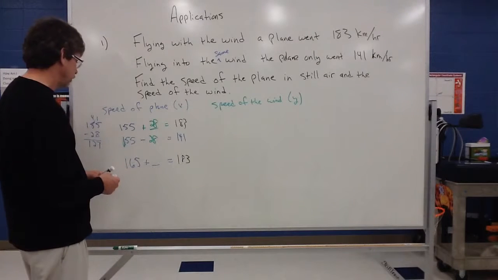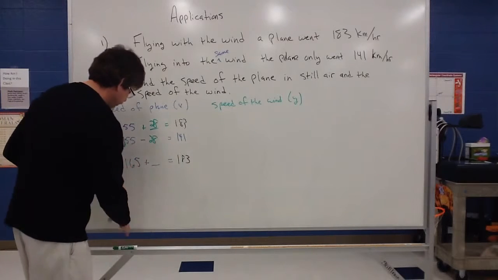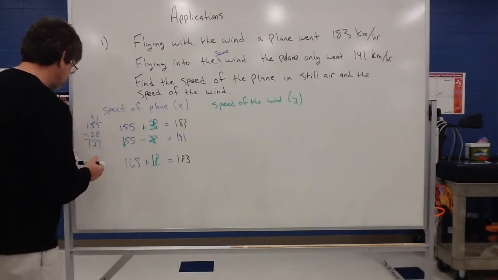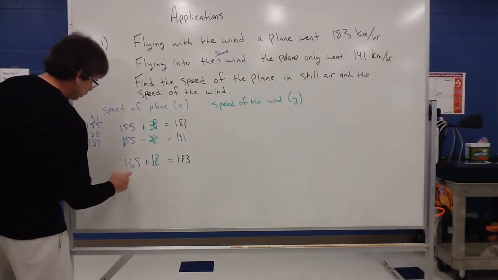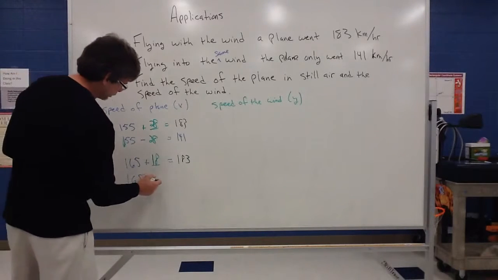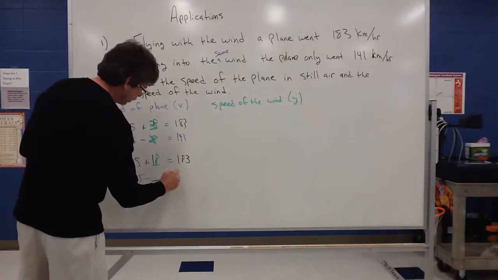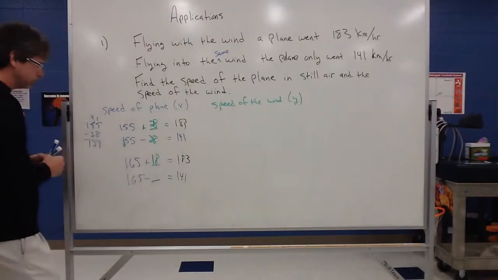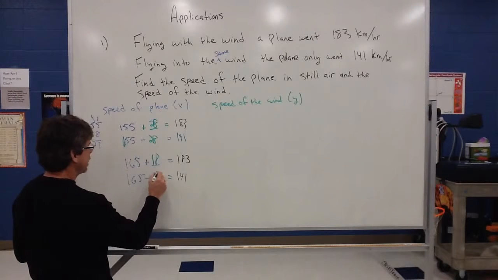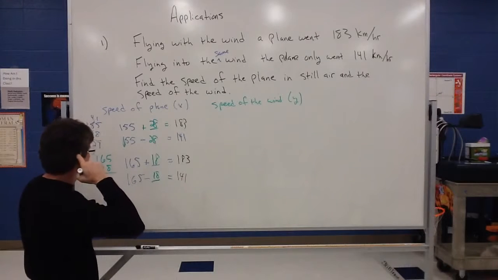165 plus what's going to give me 183? Is that going to be like 18? Yeah, that'd be 18, wouldn't it? Now the question is, 165 minus the wind speed has to get me back to that 141. So I got to do 165 minus 18. I'm not seeing 141 there.